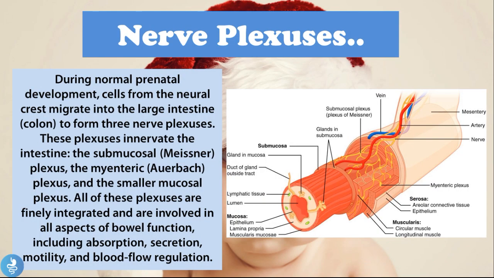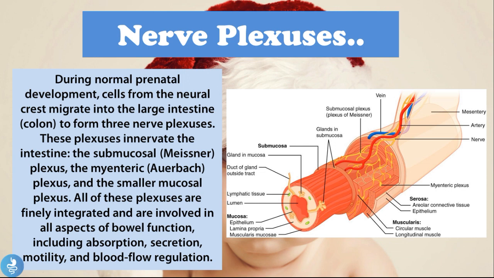So the nerve plexuses. During normal prenatal development, cells from the neural crest migrate into the large intestine, which is the colon, to form 3 nerve plexuses. These plexuses innervate the intestine. They are the submucosal plexus, which is also called the Meissner plexus, the myenteric plexus, which is also called the Auerbach plexus, and the smaller mucosal plexus. All of these plexuses are finely integrated and involved in all aspects of bowel function, including absorption, secretion, motility, and the blood flow regulation.